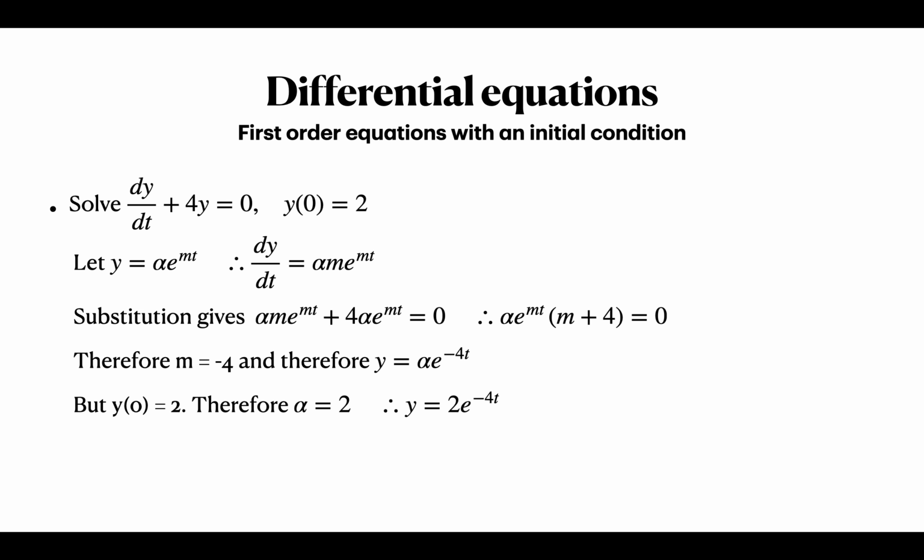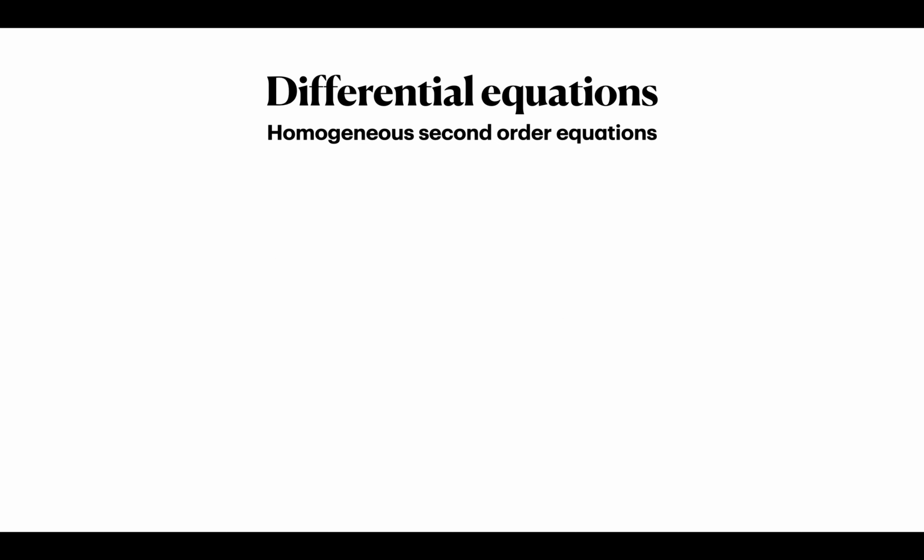All right. So they're first order equations. How you solve second order homogeneous equations is pretty much the same. You let y is equal to alpha exponential mt and off you go. All right. So let's look at a homogeneous second order equation. And remember what a homogeneous equation is. It's a second order equation equal to 0.